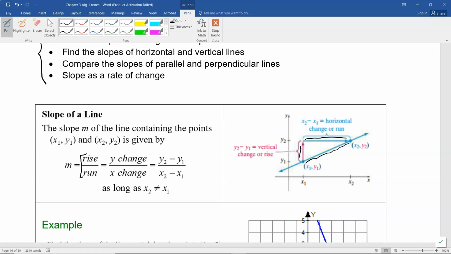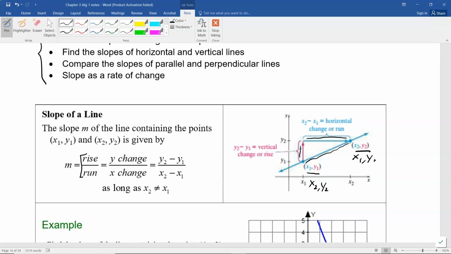Anyway, so if we wanted to calculate some function's slope, we would just simply do y2 minus y1 over x2 minus x1. And something I like to point out is we can actually swap these labels. We could call this point x2 and y2, and this point x1 and y1. So it doesn't actually matter which point gets the first coordinates and which point gets the second coordinates.